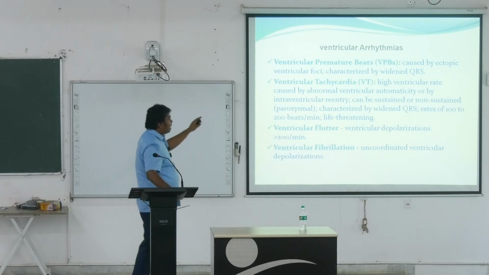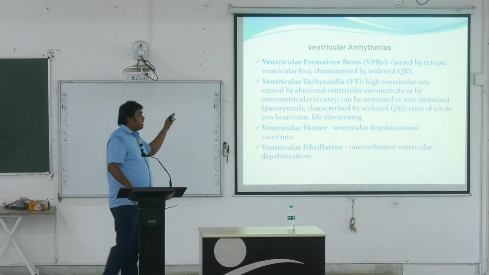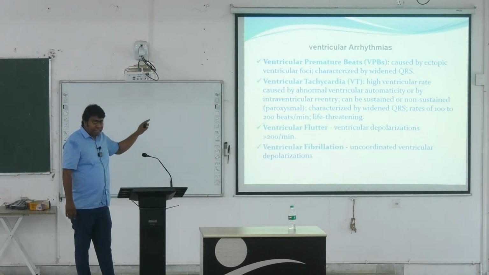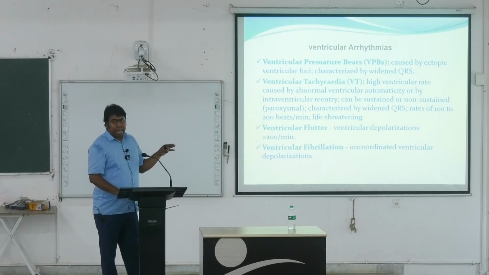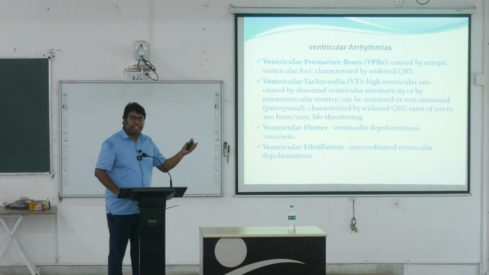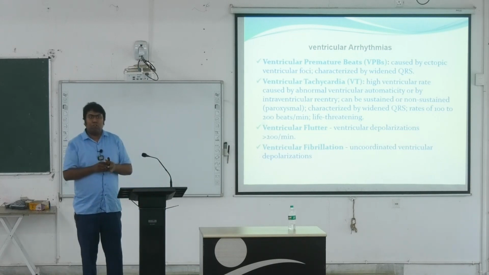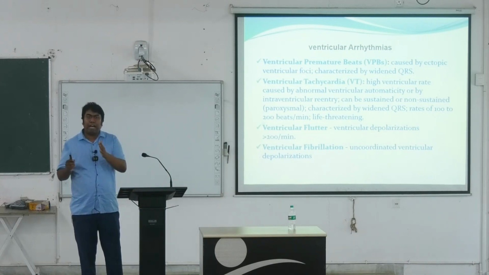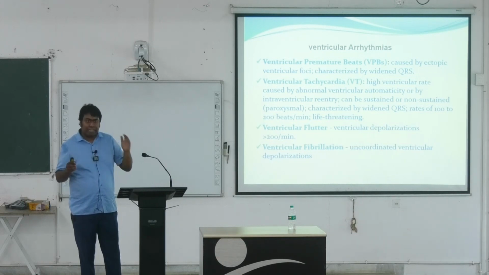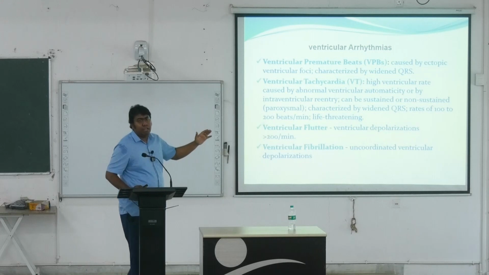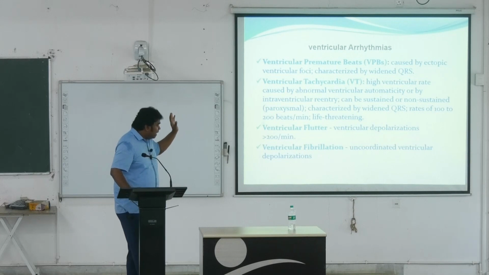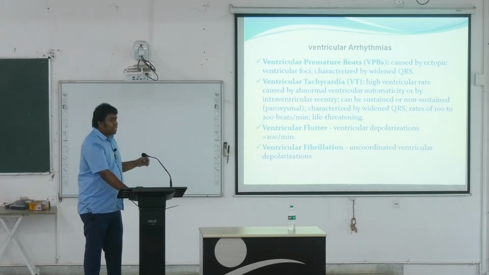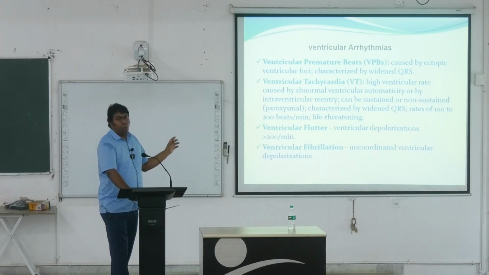Then ventricular premature beat, where the ectopic focus is in the ventricle. And how can we see the difference between sinus arrhythmia and ventricular arrhythmia? The QRS will be narrow and sharp for sinus arrhythmia. For ventricular arrhythmia, QRS will be wide. Ventricular tachycardia is due to generation from the ventricle as well as transmission, and it is also a wide QRS.